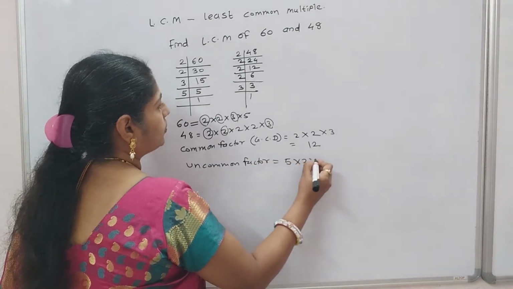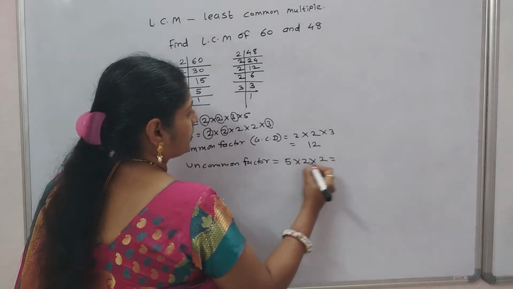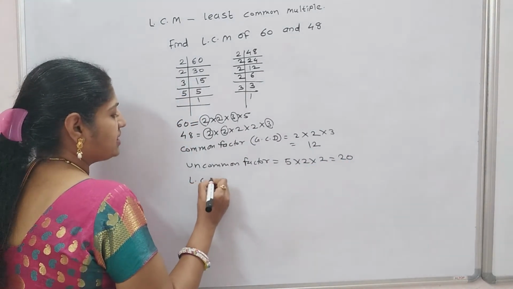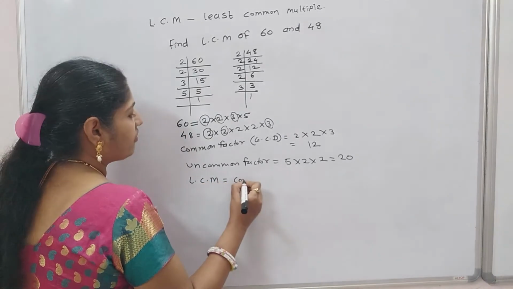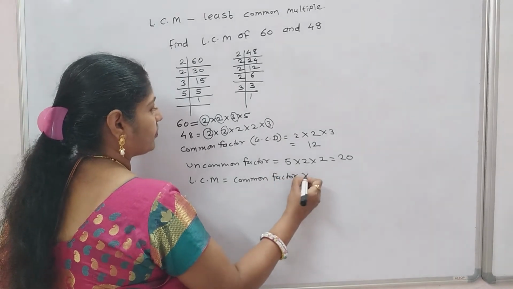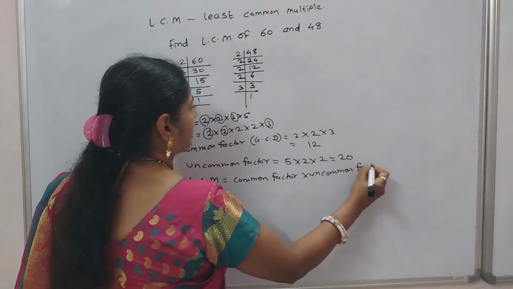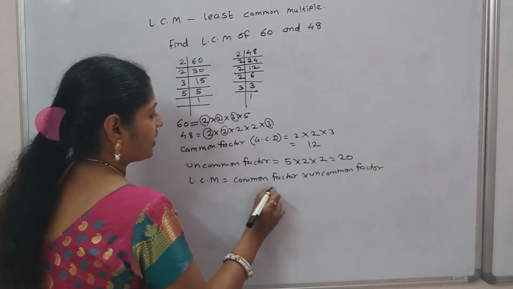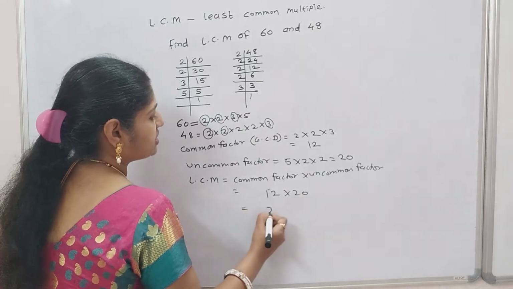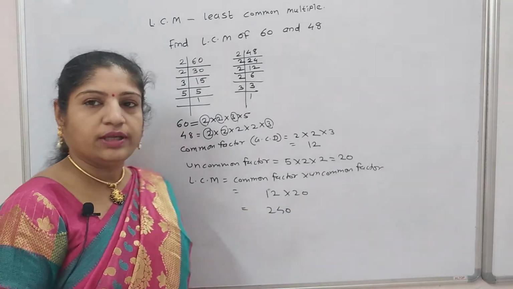Now the uncommon factors: 5 into 2 into 2, that is 20. Now what is the LCM? LCM is the multiplication of common factors into uncommon factors. The common factor GCD is equal to 12. 12 into 20, the answer is 240. So LCM equals 240.